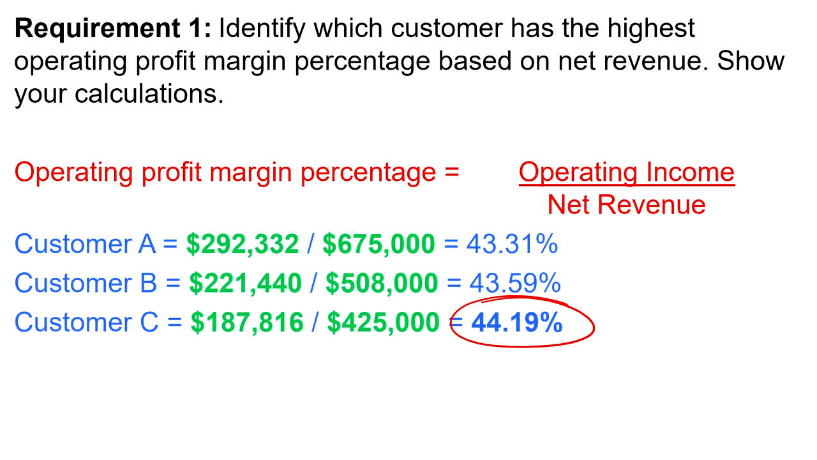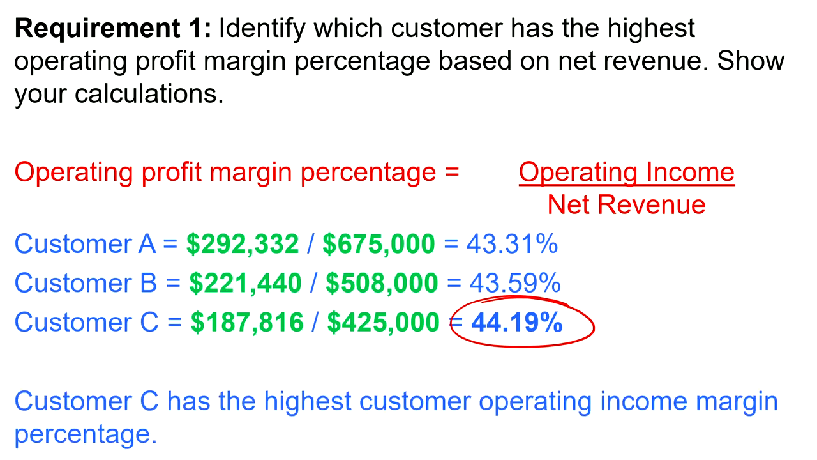operating profit margin percentage, 44.19. It's not a lot higher than any of the others. Okay, 43.31 is the lowest, but we have the highest being 44.19. So after we make these calculations, we need to make our statement. Customer C has the highest customer operating income margin percentage. Okay? They have the lowest amount of customer operating income, over $100,000 less than company A, but as a percentage of revenue, it's going to be the highest by just a little bit compared to the other two customers that we have.